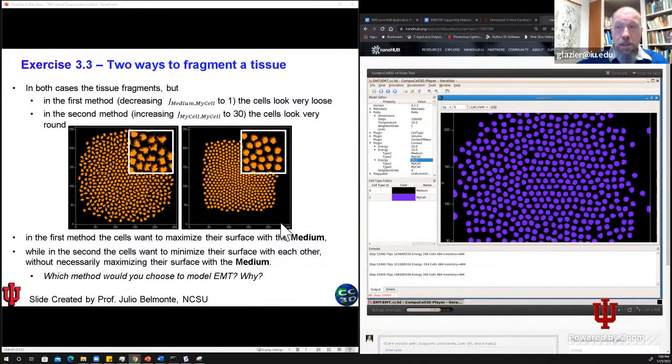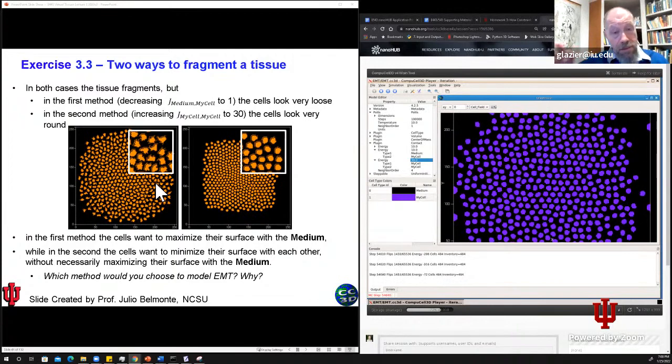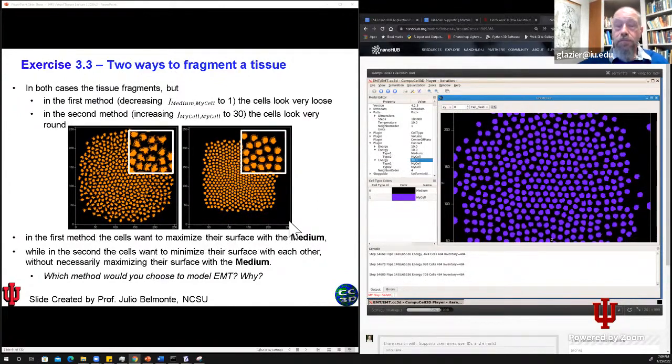And so, from my point of view, this left-hand one is probably a better representation of epithelial to mesenchymal transition, because we want the cells, when they become mesenchymal, to become more protrusive, have more irregularity in their shape, to move faster, and so on. I'm sure that we could find counterexamples to that, but that would be my instinct.